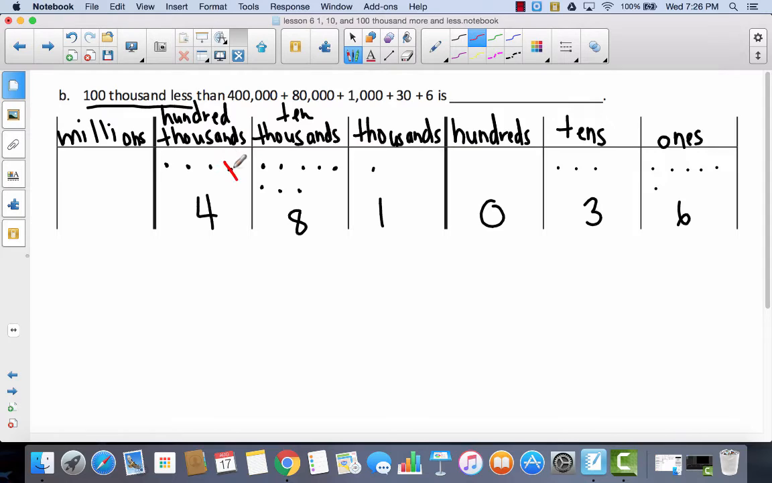And I'm just going to put an X over it. So now instead of having 1, 2, 3, 400,000s, now I only have 300,000s. So when I subtract 100,000, the only digit that changed was the 100,000s place. So now my new number is going to be 381,036.